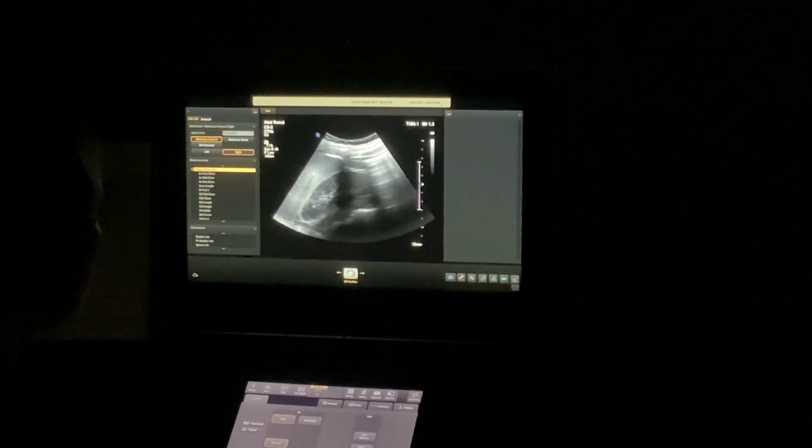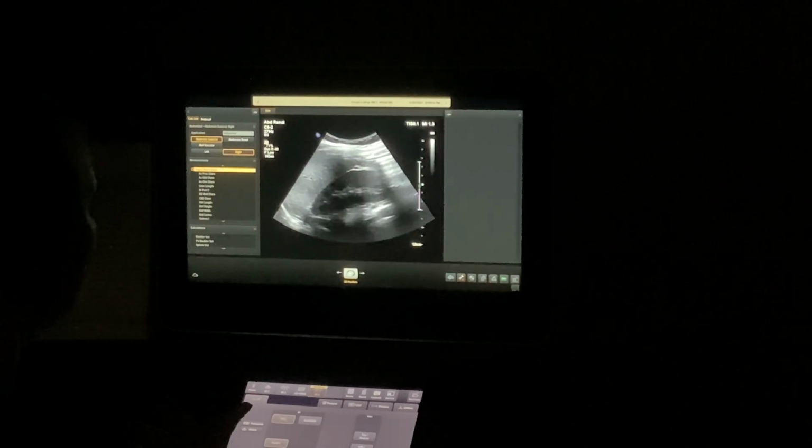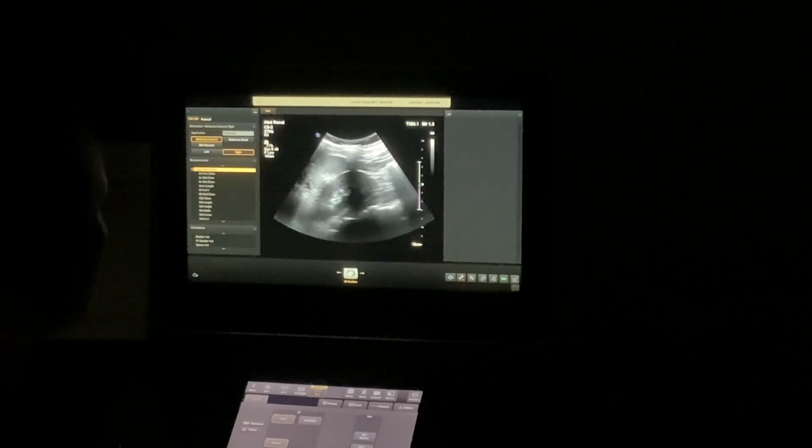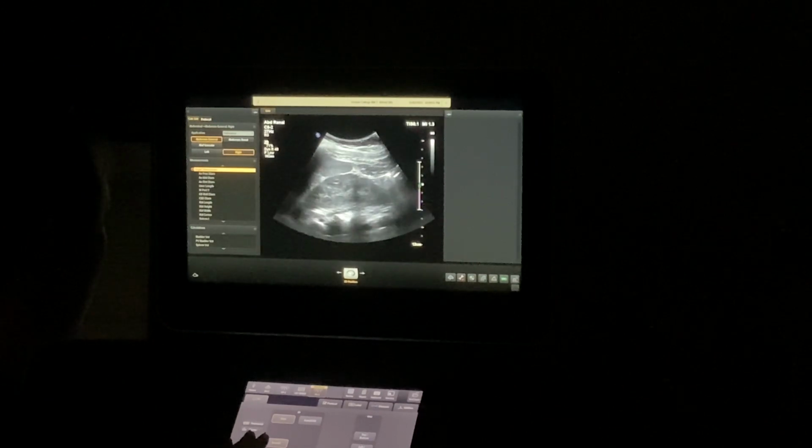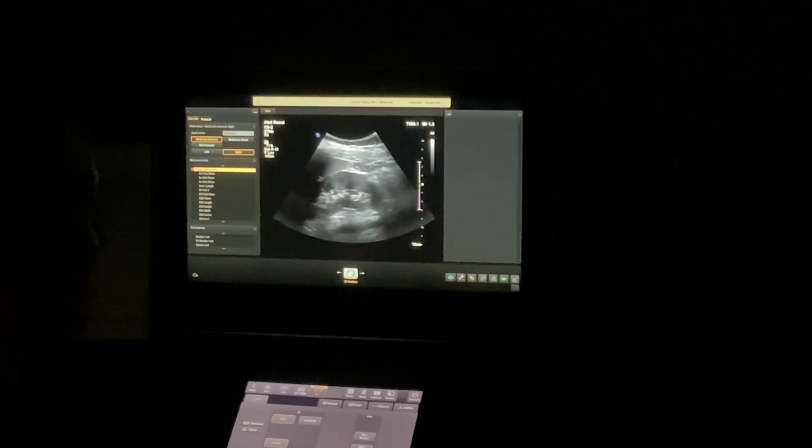Relax. So I'm gonna try something different. Just watch what it looks like when she breathes. It's a pretty good window, right? And she's just breathing normal.